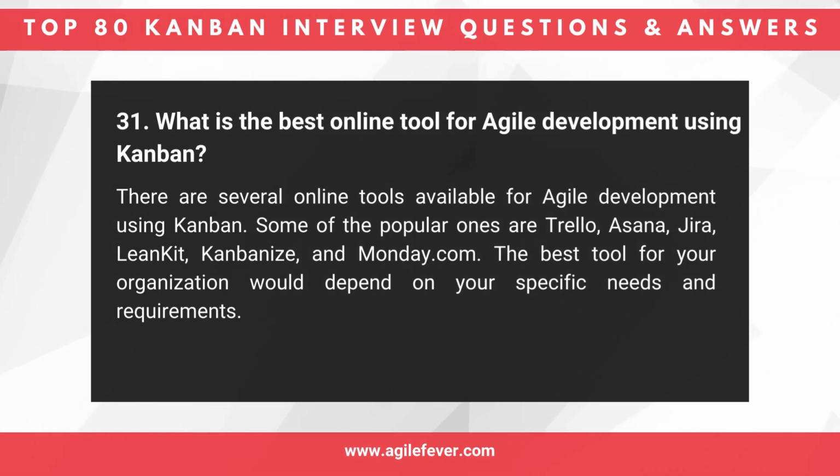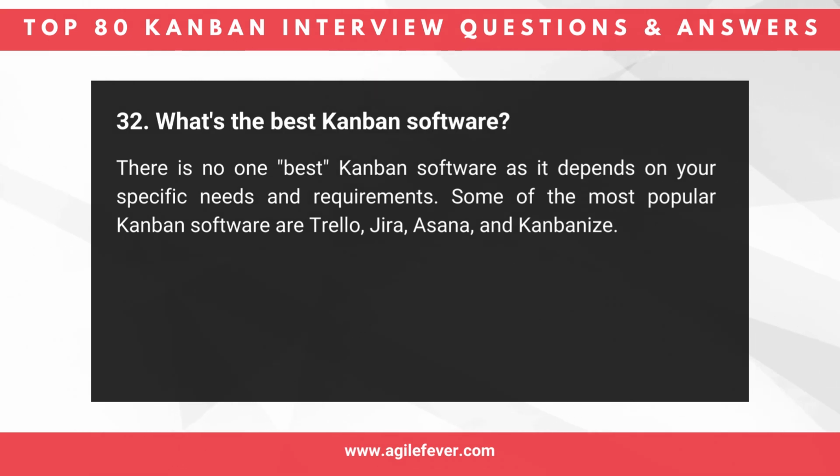There are several online tools available for Agile development using Kanban. Some of the popular ones are Trello, Asana, Jira, LeanKit, Kanbanize, and Monday.com. The best tool for your organization would depend on your specific needs and requirements. Question 32. What's the best Kanban software? There is no one best Kanban software as it depends on your specific needs and requirements. Some of the most popular Kanban software are Trello, Jira, Asana, and Kanbanize.